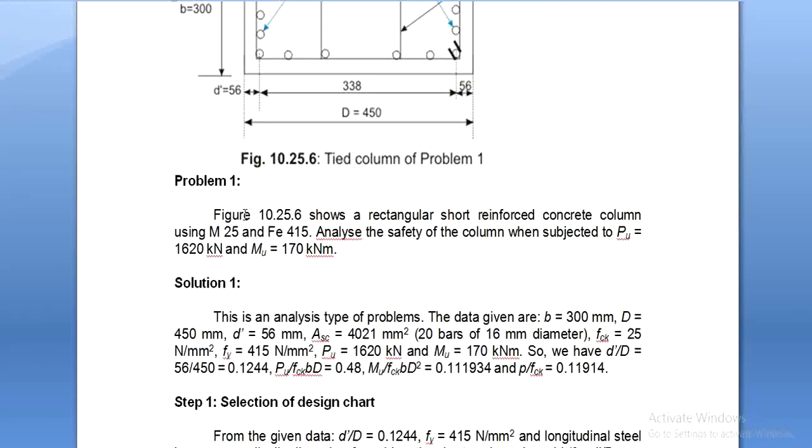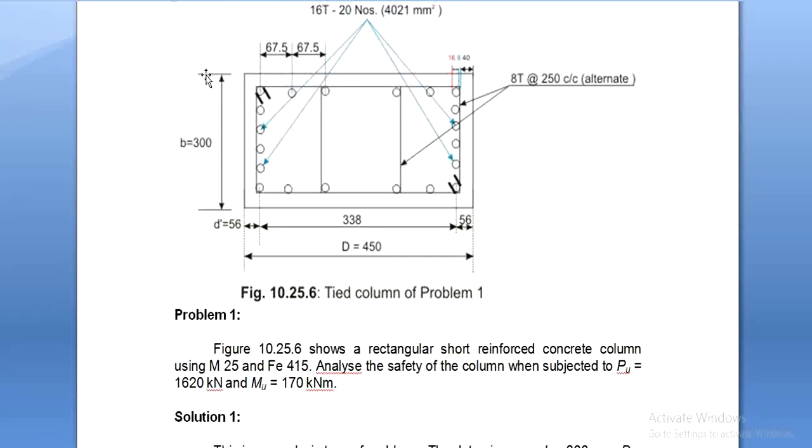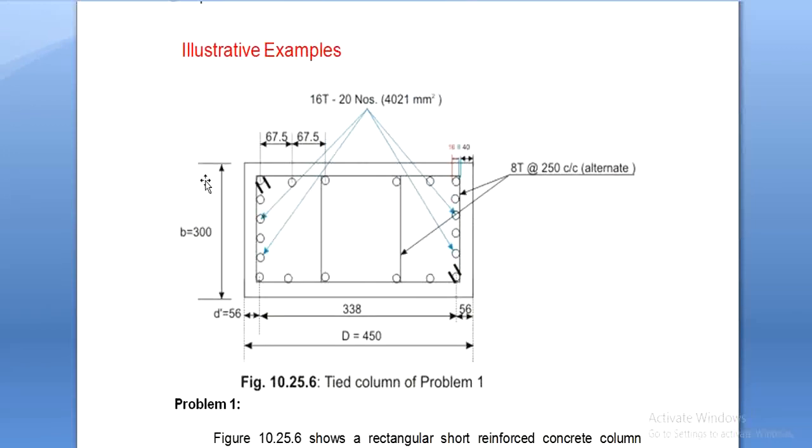The first type of problem we are going to come across is the analysis type of problem. In figure 10.25.6, which they have given, b is equal to 300 and total D is equal to 450. The area of longitudinal steel is 20 numbers of 16 mm dia bars, and the transverse steel is 8 mm dia bars at 250 mm center to center. So the longitudinal steel, the transverse reinforcement, and the spacing of bars they have all given.